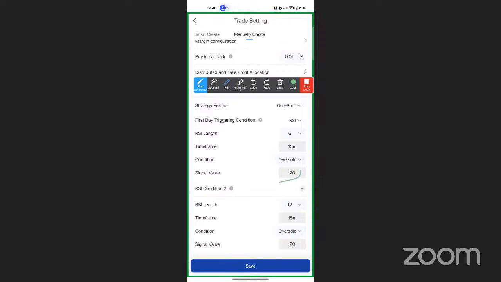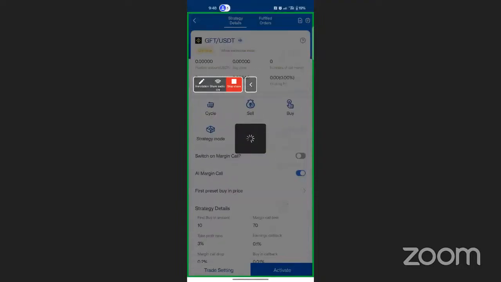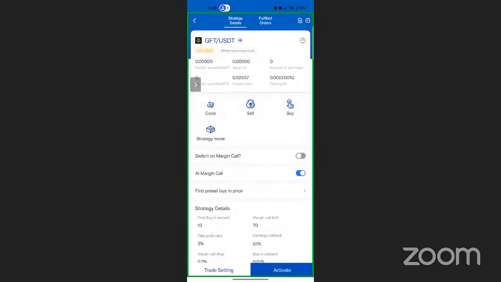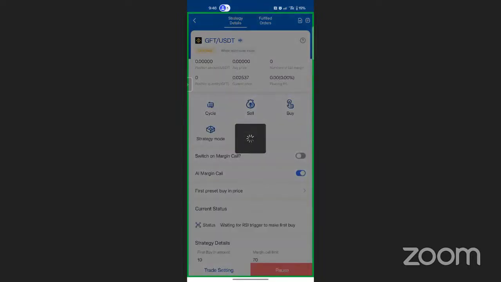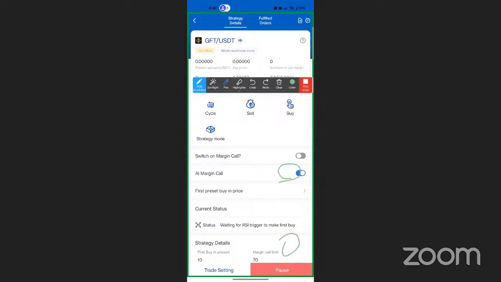So you want your robot to buy when the coin has been oversold. You see? Then I save. I tap sure. If it is already in the oversold, then I tap activate. The good thing, there is no USDT in that. Waiting for the RSI to trigger to buy the first time. Give me a yes in the chat if you have understood.